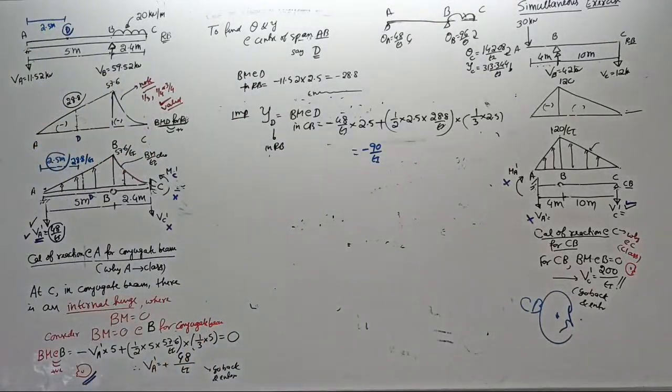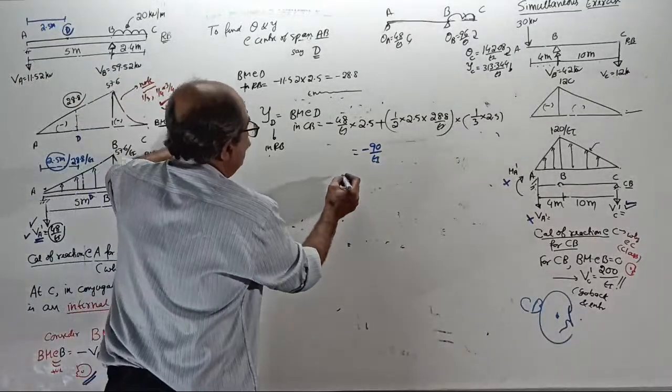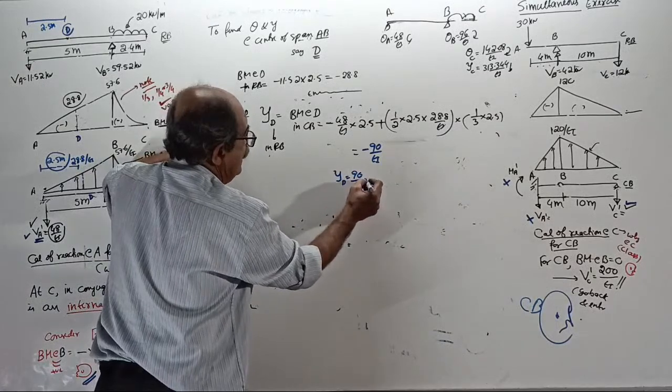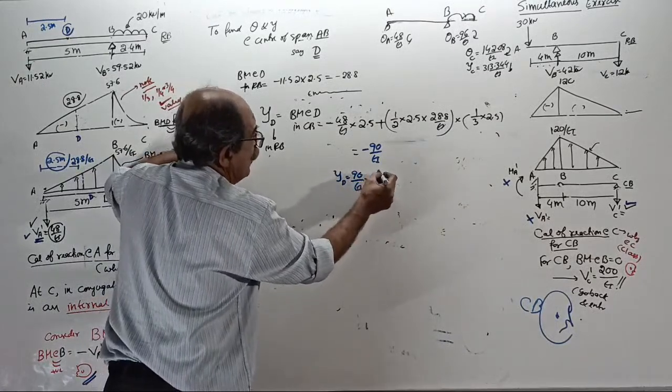Answer. Don't just repeat my answer. You got it? Just because I told you 90 should come, don't tell my answer. You should calculate and tell. Have you calculated? Sometimes it happens. If I tell that this answer should come, students will write without seeing anything. Did you calculate? Okay, got it. 90 by EI. Therefore, deflection at D equals 90 by EI meter, downward.